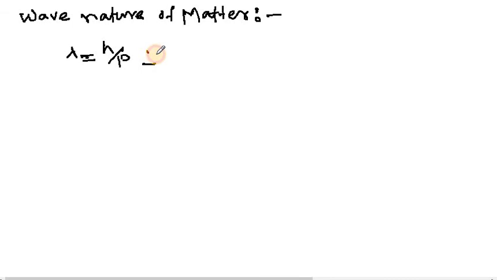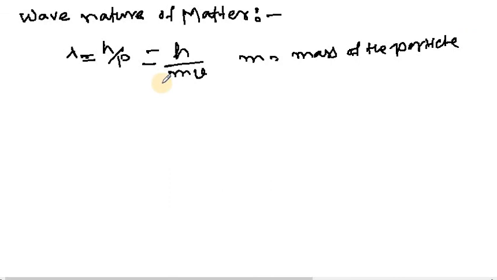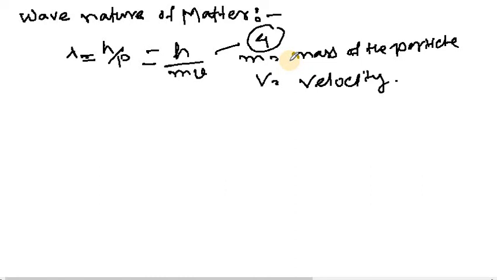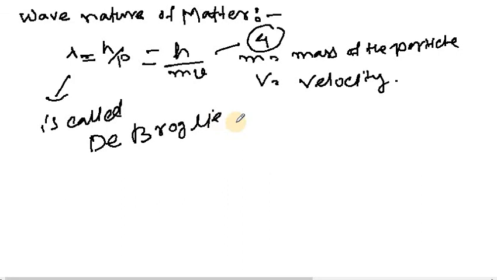So lambda equals h by p, equal to h by mv, where m is the mass of the particle and v is the velocity of the particle. This relation 4 is known as the de Broglie relation, and the wavelength lambda of a material wave is called the de Broglie wavelength.